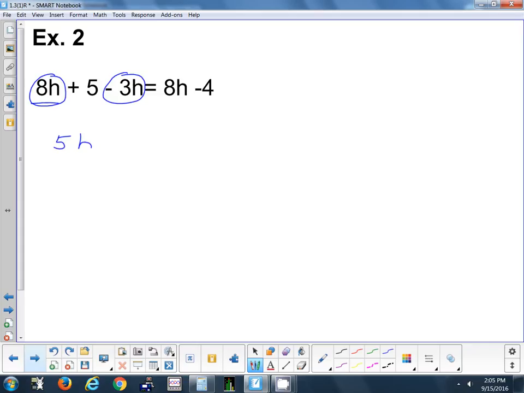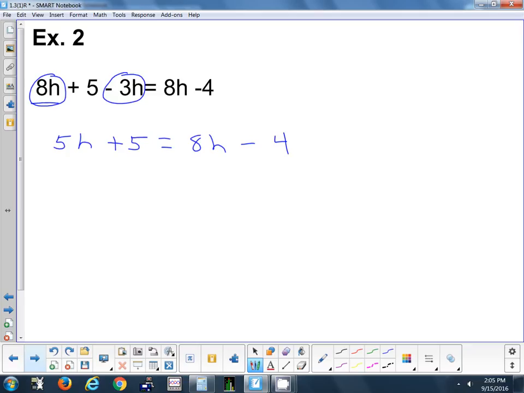Okay, what do I do with everything else in the equation that I didn't circle? Just bring it down. So we have 5h plus 5 equals 8h minus 4. All right, so now we're going to focus on the numbers, things without letters. You can either move the 5 to the right or move the negative 4 to the left.